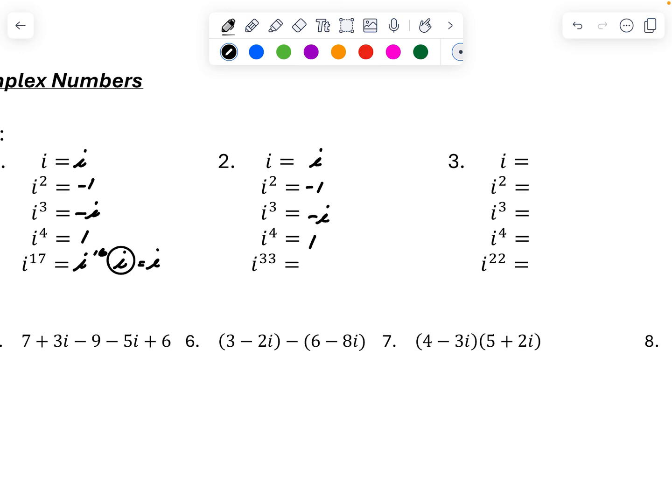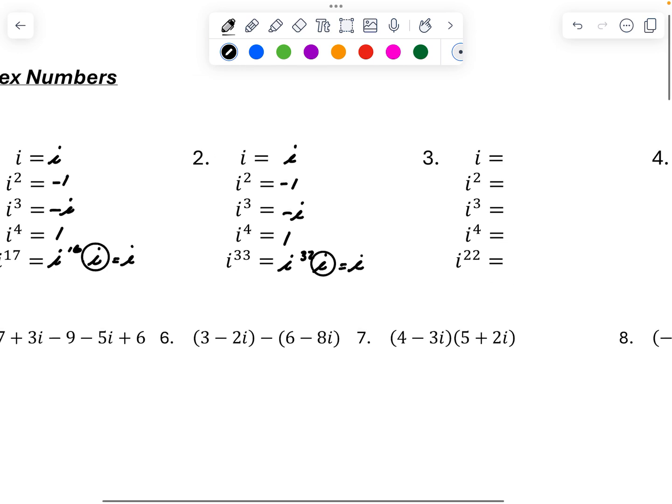is, oh, this is just as easy as the last one. 32 and i. So that is going to be just i.